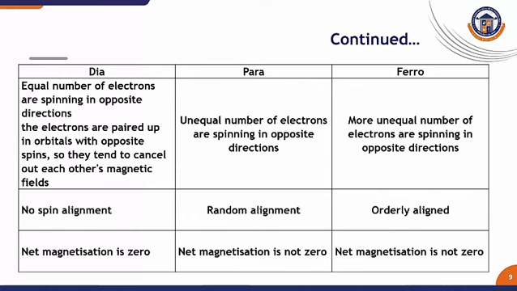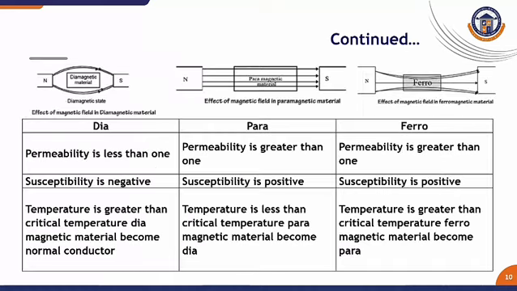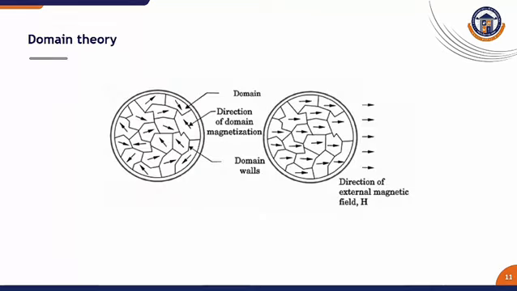And then the final one is ferromagnetic material. There is a large number of unpaired electrons resulting in strong net magnetization. Therefore, examples of ferromagnetic material are iron, cobalt, and nickel. The susceptibility value is negative for diamagnetic material, positive for paramagnetic material, and very highly positive for ferromagnetic material.